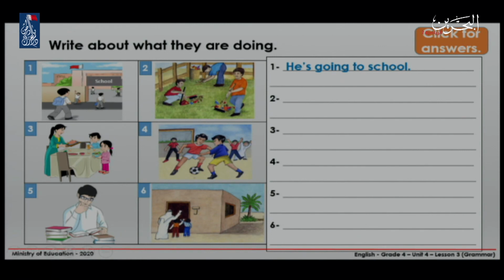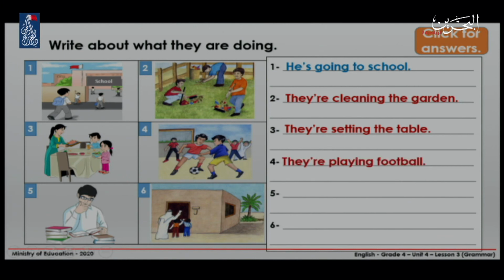Now, let's look at picture number 2. What are they doing? Excellent. They're cleaning the garden. Let's look at picture 3. What are they doing? Well done. They're setting the table. Now let's look at picture 4. What are they doing? Well done. They're playing football.